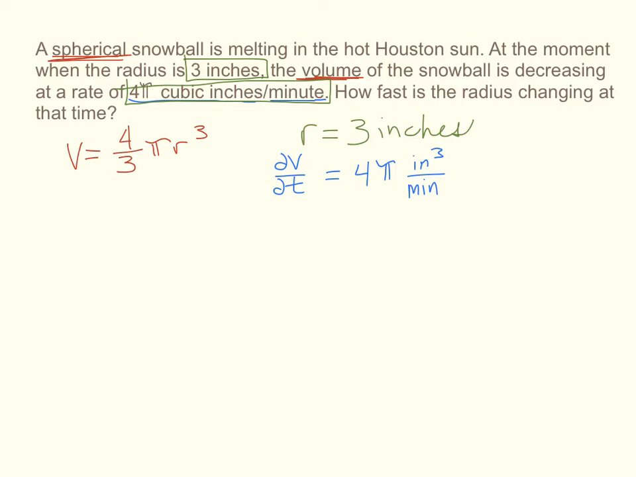The next step is to write down what we are trying to find. That is usually in the last statement or question. How fast is the radius changing at that time? So we are trying to find dr dt.